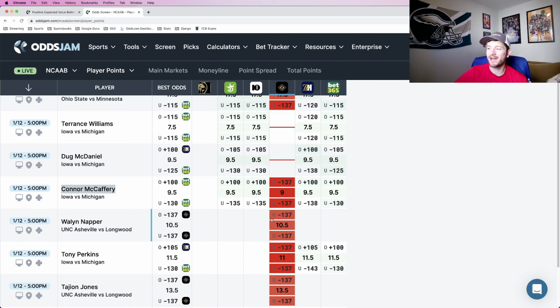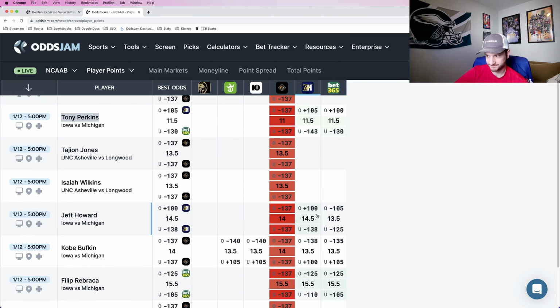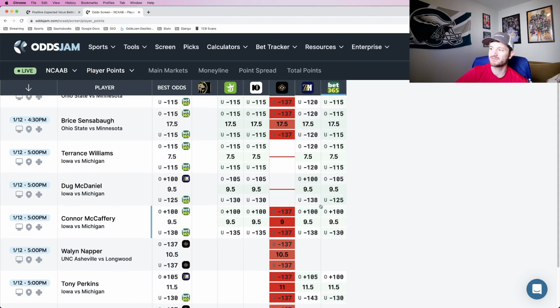So this is how you can use the screen. There's a couple more examples here, like same game, Tony Perkins over 11 points. The other sportsbooks have it at 11.5. And then another good one here is same game, Kobe Bufkin under 14 points. Every sportsbook has it at 13.5. But the best value is this Connor McCaffrey one because it's the lowest number. So the lower the numbers go, the bigger the value from these discrepancies between the points. So this is my sixth and final pick for my PrizePicks entry.